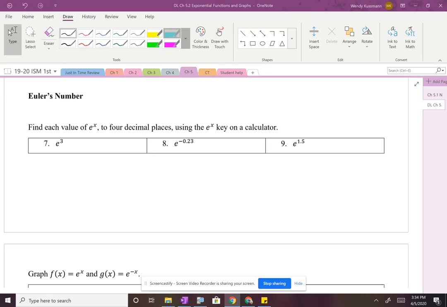This is chapter 5.2, Exponential Functions and Graph Notes, part 3.